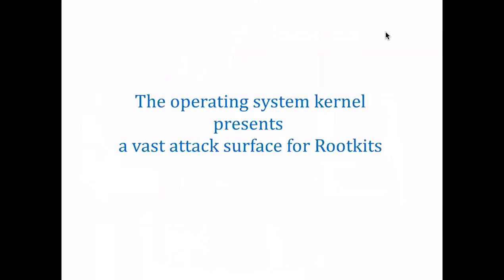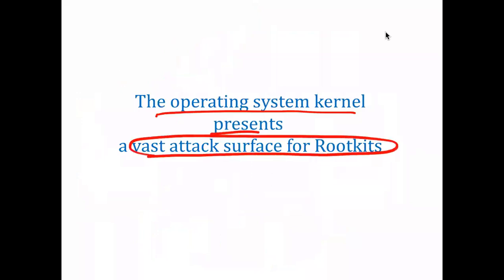So the OS presents a vast attack surface for a rootkit. We understand the attack surface, right? The places where an attack can be done. And we always see that attackers have an asymmetric advantage over defenders. The attack surface is very big in the OS because, ultimately, what is the objective of the OS?